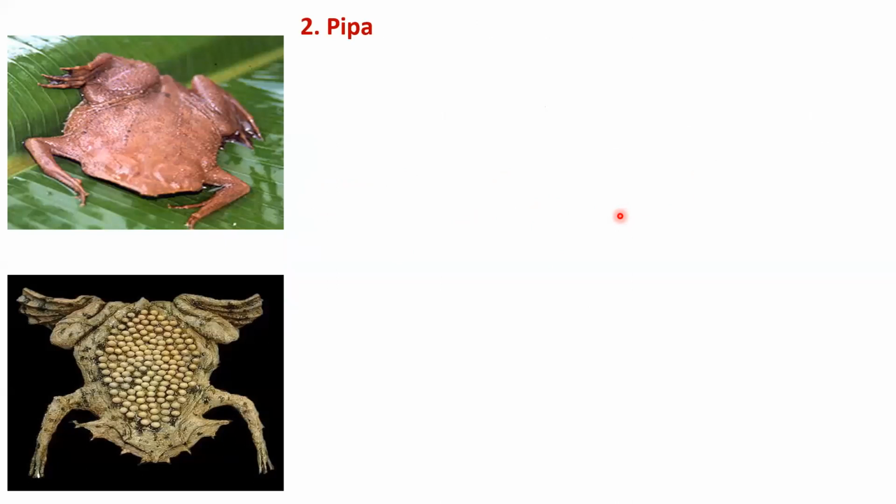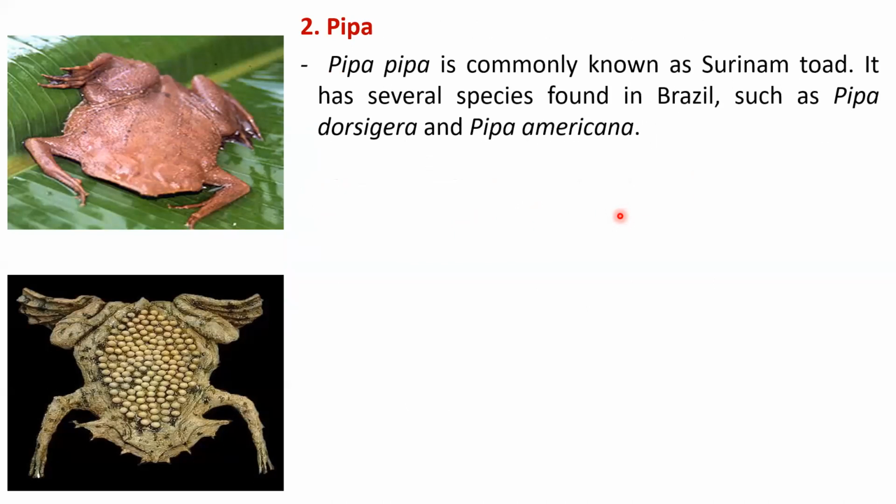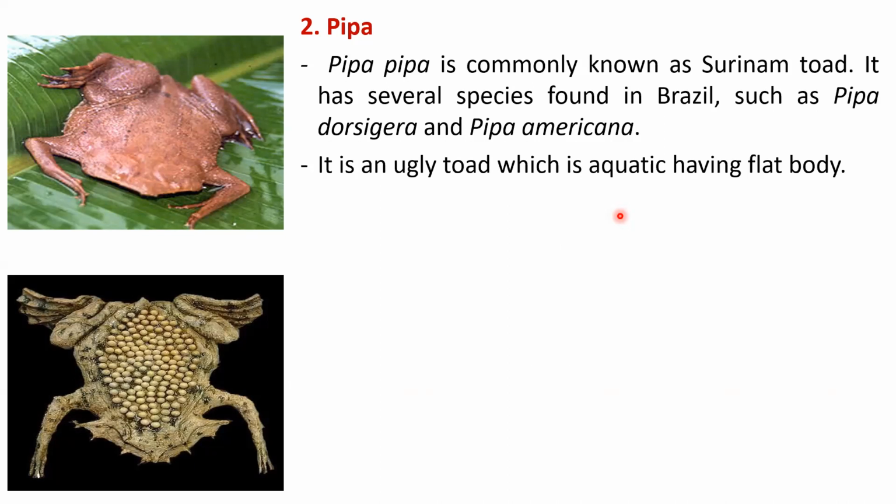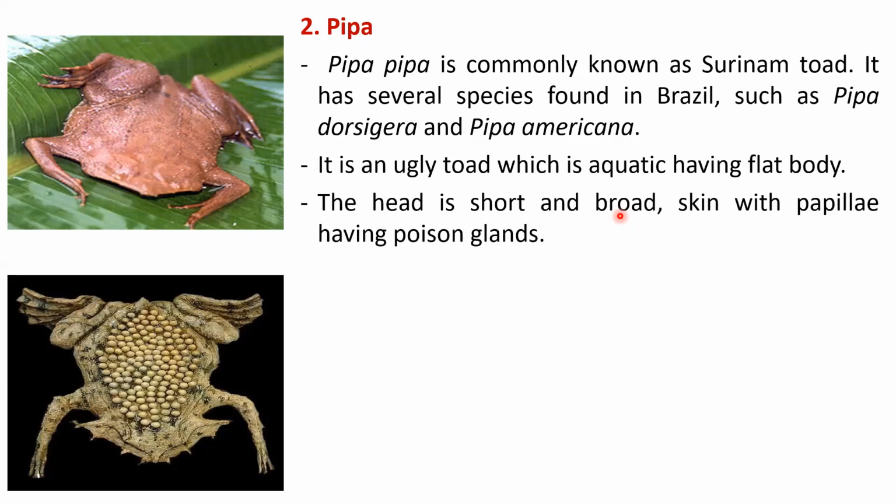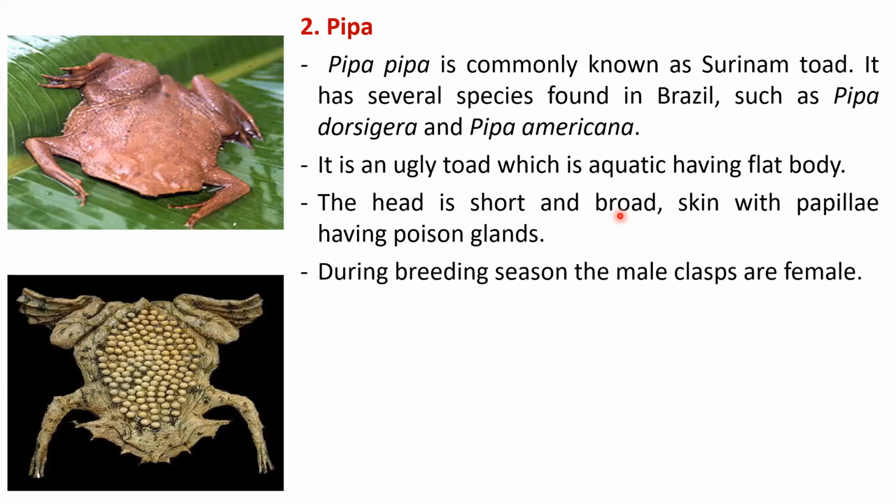So the next example is Pipa. Pipa is also one of the good examples of parental care among frogs or amphibians. The Pipa is commonly known as the Suriname toad. It has several species found in Brazil, such as Pipa dorsigera and Pipa americana. It is an ugly toad which is aquatic, having a flat body. The head is short and broad, with skin having papillae and poisonous glands.